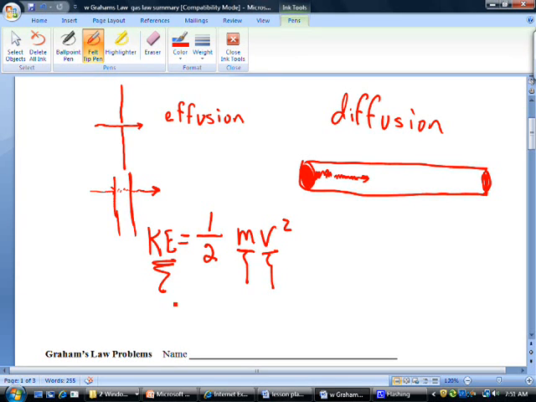So, in order for two objects to have the same kinetic energy, if one has a greater mass, come on, eraser, you can do this morning. Erase.